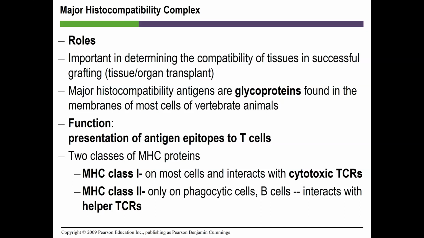The MHC class 2 is only on specific cells. Only a subset of cells in our body have it, and they include B cells and phagocytic cells like dendritic cells, macrophages, and others. Keep those two ideas in your mind as we're moving through this section.